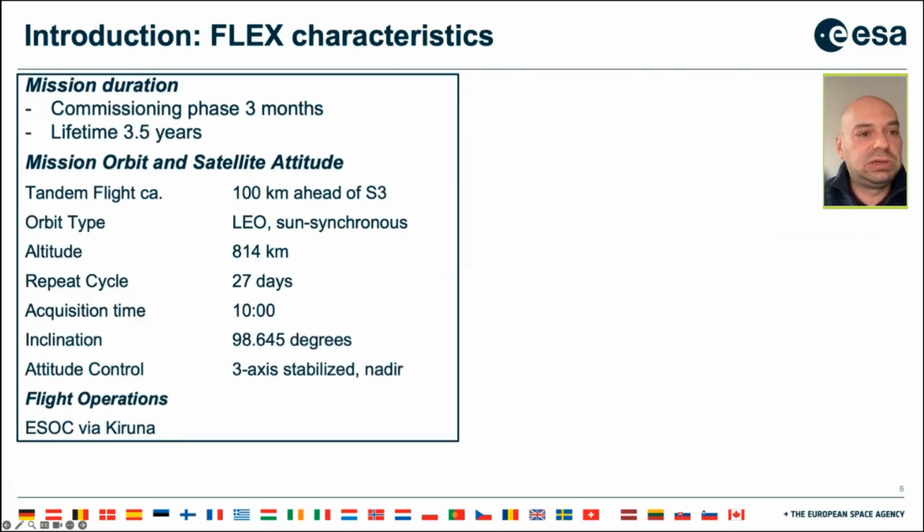Going to the main specification, it is designed to last 3.5 years after a commissioning phase of 3 months. It will fly in tandem with Sentinel-3, as I was mentioning before, 100 kilometers ahead, which translates to a maximum of 15 seconds ahead of Sentinel-3. It will fly in a similar orbit as Sentinel-3, sun-synchronous, at the same altitude, 814 kilometers. It will have a repeat cycle of 27 days. It will acquire data at the local time 10 a.m. and the flight operation will be handled by the Center of Operations in Darmstadt via the ground station Kiruna.